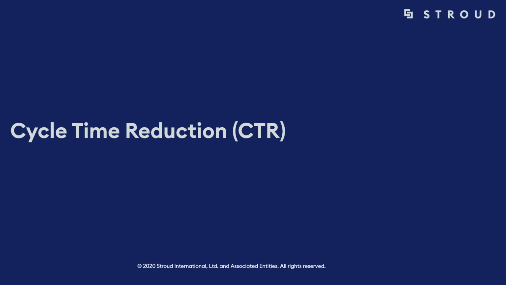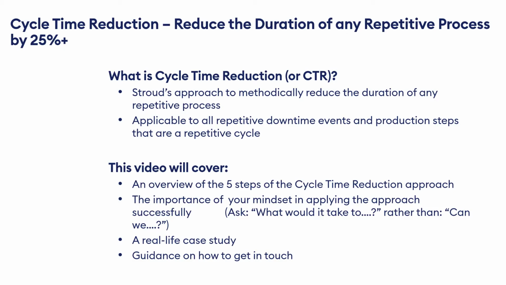Cycle time reduction. I'd like to share with you Stroud's approach to reducing the duration of any repetitive process in a manufacturing operation in order to reduce downtime and increase output. It's applicable to any repetitive activity, such as a planned downtime event like preventative maintenance or a changeover, to unavoidable short stops like a film splice in a packaging process, as well as to manufacturing steps that are within themselves repetitive processes that can be improved upon.